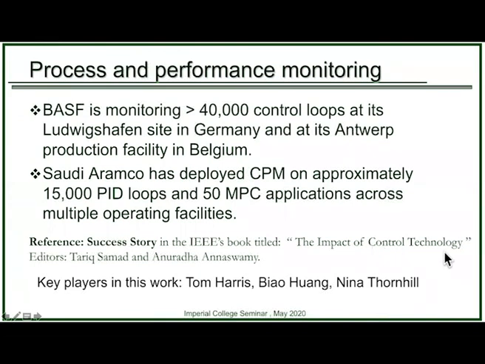And I also want to mention that the key players in promoting this technology have been Tom Harris at Queen's University, Bia Huang at Alberta, and of course, Nina Thornhill at Imperial College.